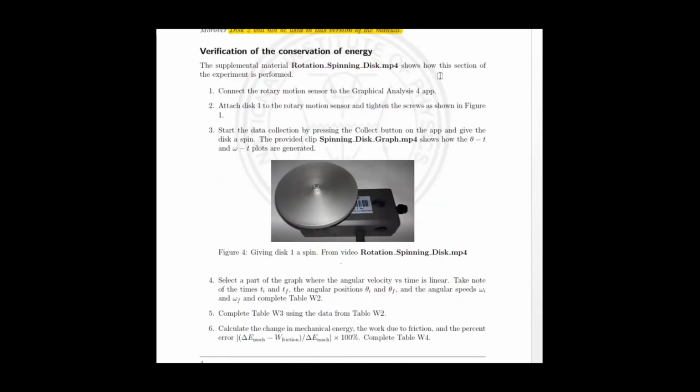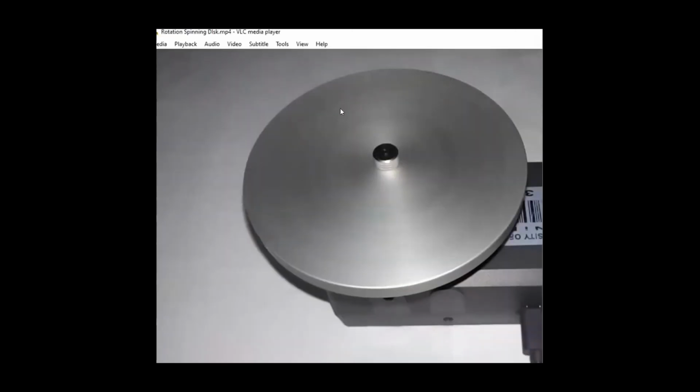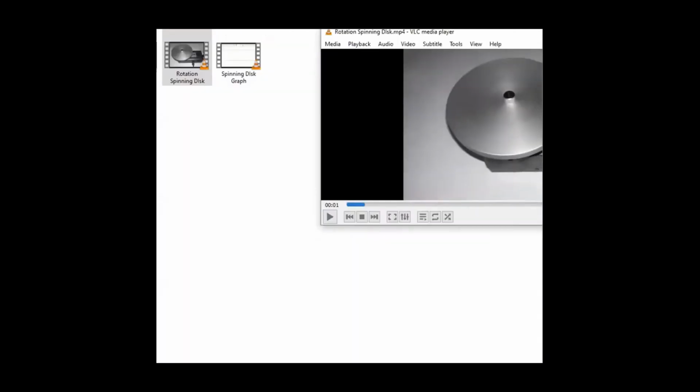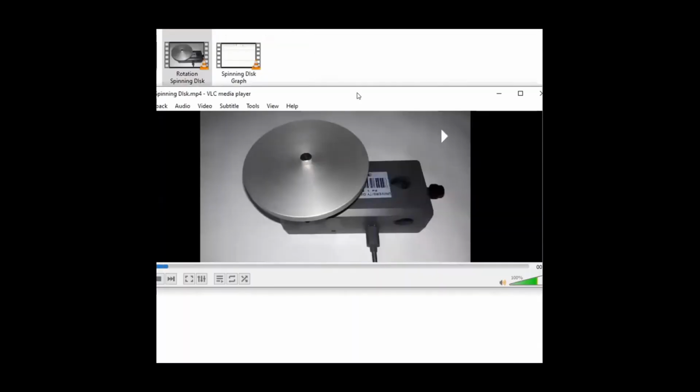So next, we have the conservation of energy principle. So the supplemental material here is rotating spinning disk. So ito. Teka lang. Let me just minimize. So your disk is already mounted here and it will be moving because of this machine here. So yun, pinatong lang talaga yung disk. Tapos pinapaikot siya.